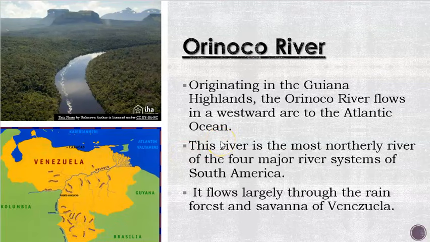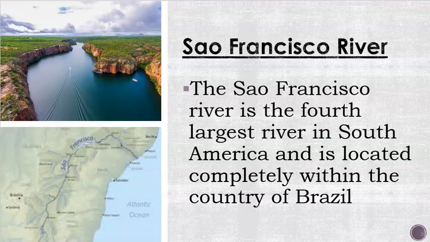The Orinoco River originates in the Guiana Highlands in the northern part of the continent, and it flows in a westward arc into the Atlantic. Remember, all of the rivers flow into the Atlantic in South America. This river is the most northerly river of the four major river systems, and it flows largely through the rainforest and savannas of Venezuela. The São Francisco River is the fourth largest river in South America, and it is located completely within the country of Brazil.